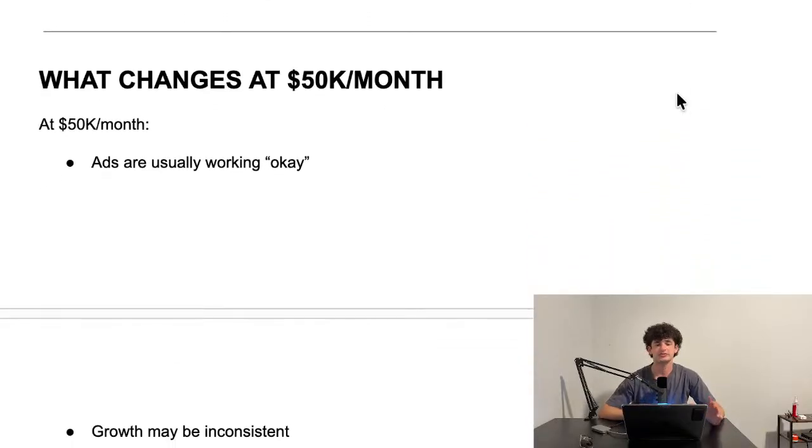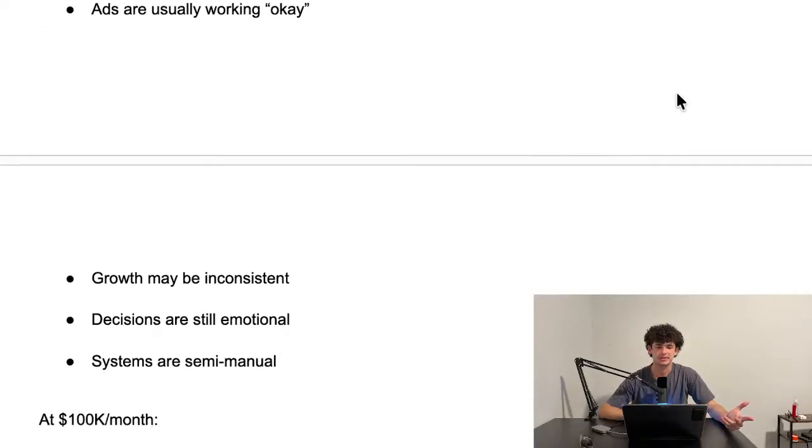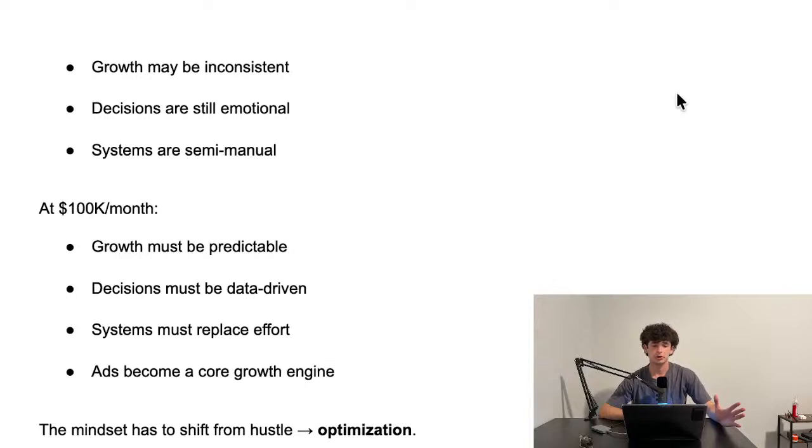So what changes at $50,000 a month? Ads are already working. If you're making that much money, you're clearly doing something correct. But you have inconsistent growth, possibly. Decisions are still not fully there yet, and systems are not really fully there. You're still basically doing too much, and you're not delegating enough. That's some of the bigger problems I see at this amount of money per month, right?